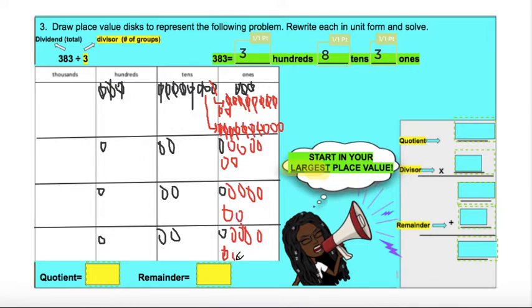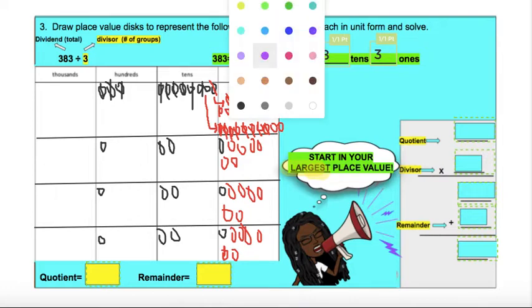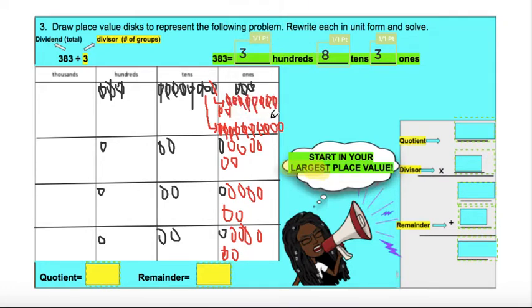Uh-oh, I have 2 discs left, but 3 groups. So what do we notice? We're in our smallest place value, so I cannot unbundle again. What are those last 2 discs going to be called? If you said your remainder, you are absolutely correct. Let's box in that remainder.